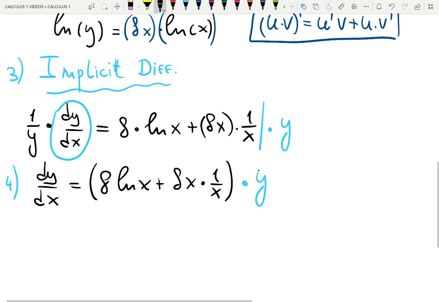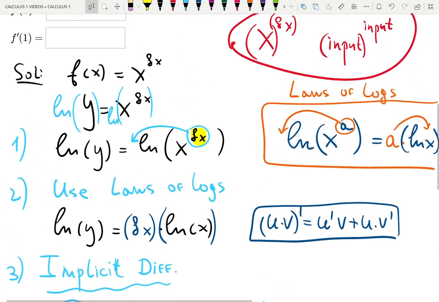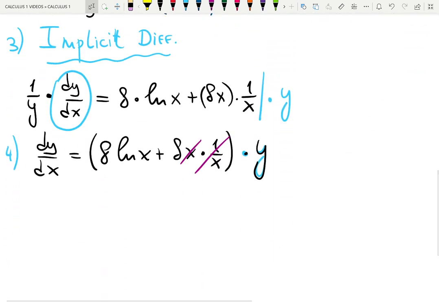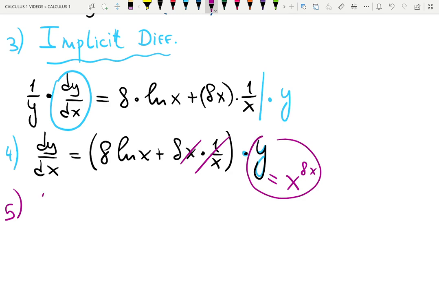However, not only do we want to simplify x and 1 over x, but we also know what y is. If you go to the very beginning, you see that y is given. Well, f of x. I just named it y for convenience. It's x raised to the 8x. So the last step, which we did not have before in implicit differentiation because y was not given explicitly, but in this case it is: use the given y from the beginning.